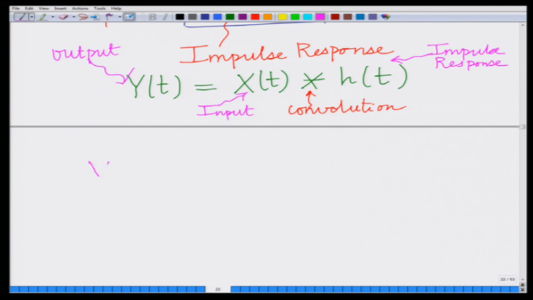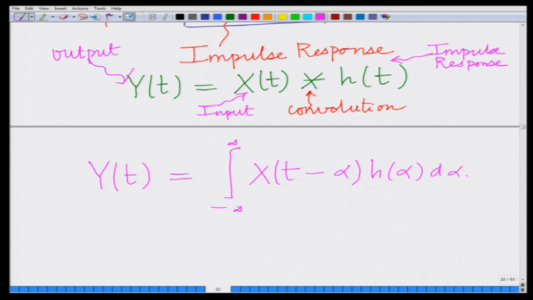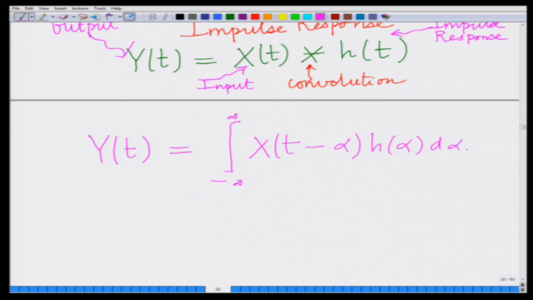So, I have y of t which is equal to the integral from minus infinity to infinity of x of t minus alpha times h of alpha d alpha. This is basically the convolution.